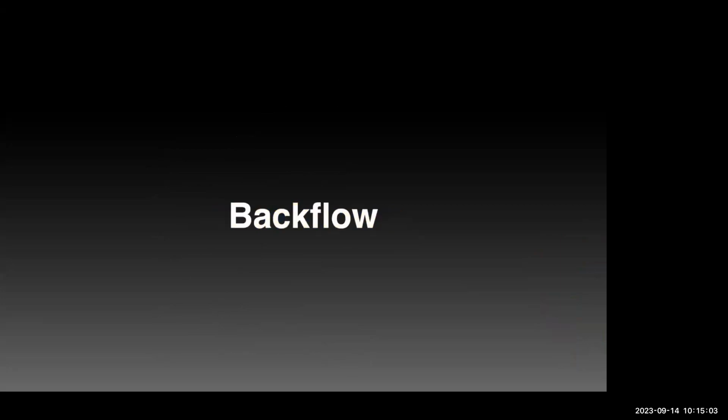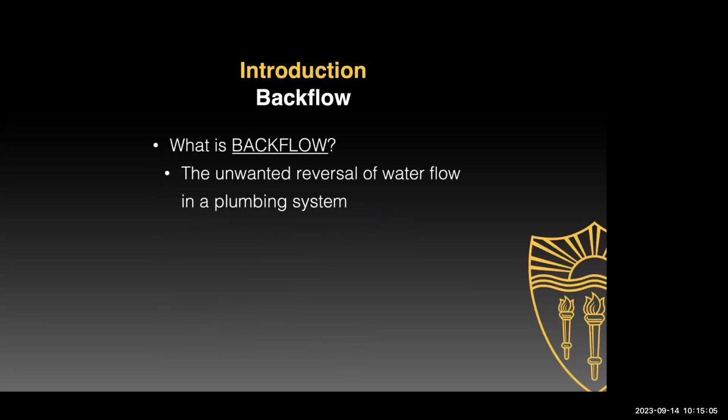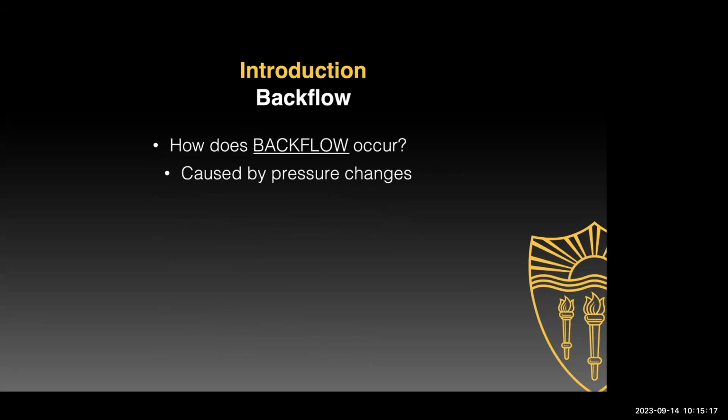So we'll first talk about backflow. What is backflow? Backflow refers to the unwanted reversal of water flow in a plumbing system, which can potentially contaminate the clean water supply with pollutants, chemicals, or other harmful substances. How does backflow occur? Backflow occurs when the normal pressure gradient that keeps the water flowing in one direction is disrupted, causing water to flow in the opposite direction. So pretty straightforward.